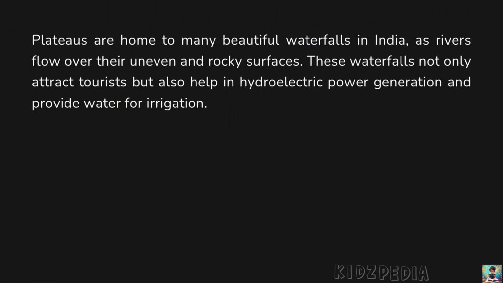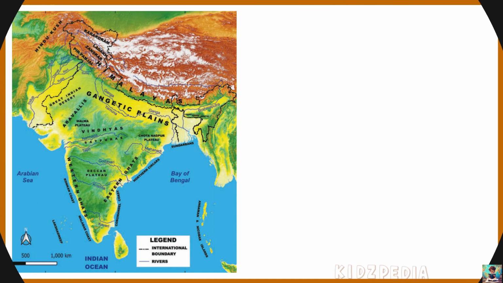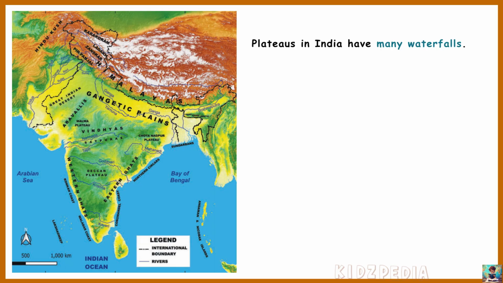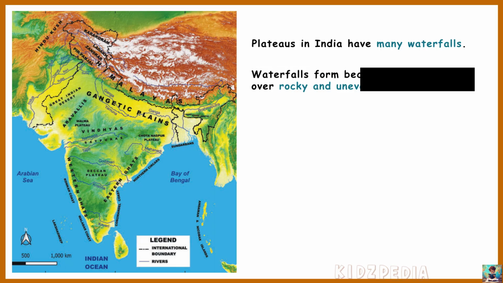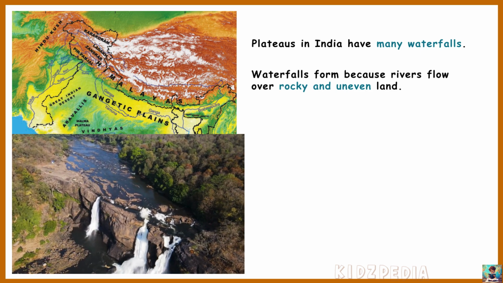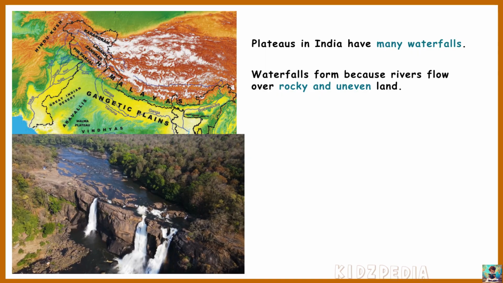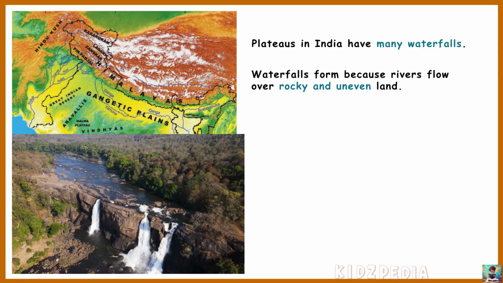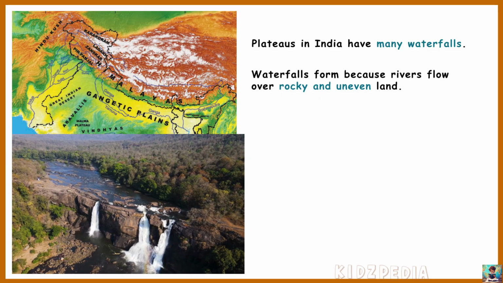Plateaus are home to many beautiful waterfalls in India as rivers flow over their uneven and rocky surfaces. These waterfalls not only attract tourists but also help in hydroelectric power generation and provide water for irrigation. So, plateaus in India are flat highlands, but their surfaces are not always smooth. They are rocky and uneven. When rivers flow over these rocky surfaces, they form beautiful waterfalls.